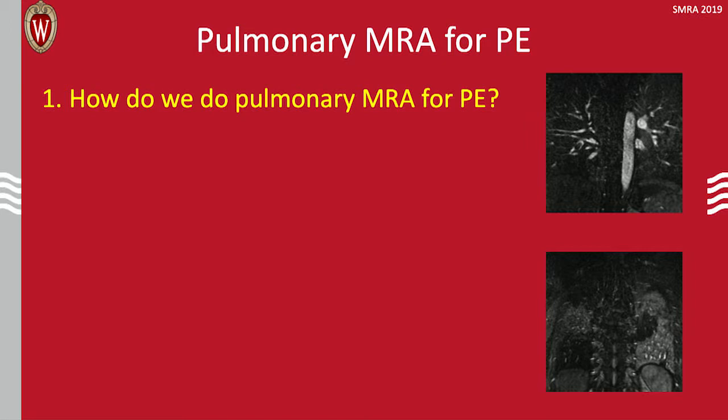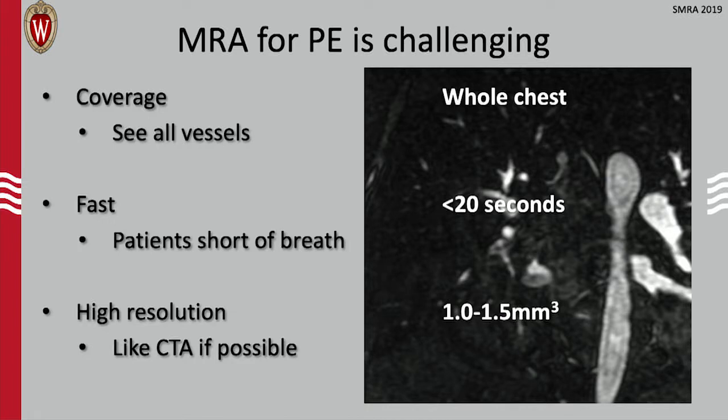So how do we do pulmonary MRA for PE? Again, it can be very challenging. We need to cover the entire chest. You need to see all the vessels, from the large central vessels, which measure 3 to 4 centimeters, all the way out to the subsegmental pulmonary arteries that measure just a few millimeters in diameter. So we need whole chest coverage. It needs to be very fast.